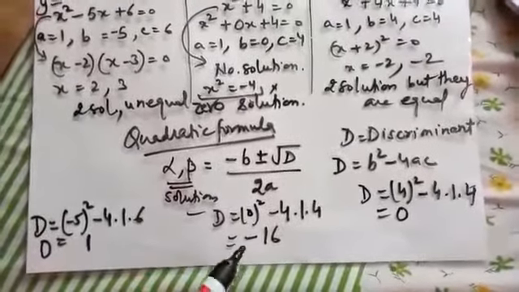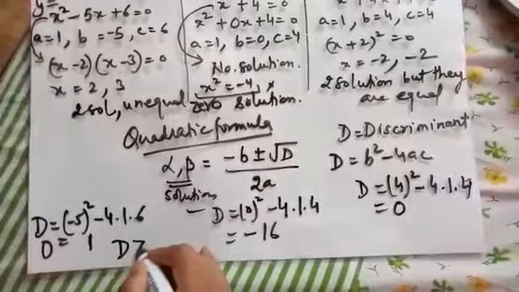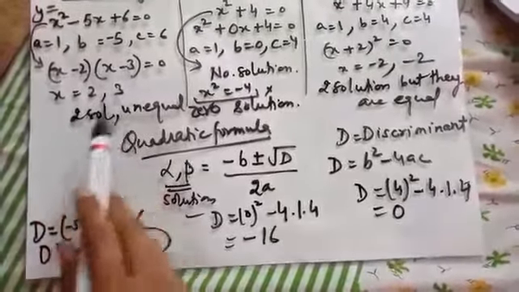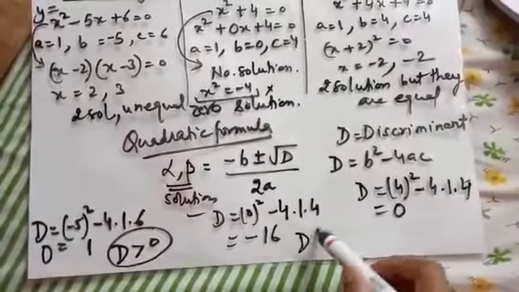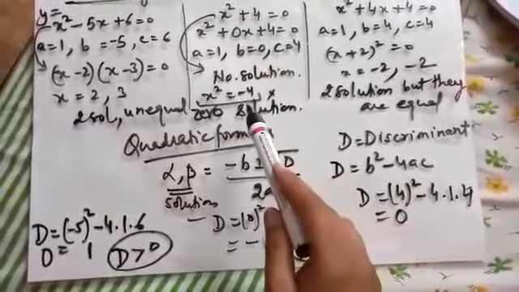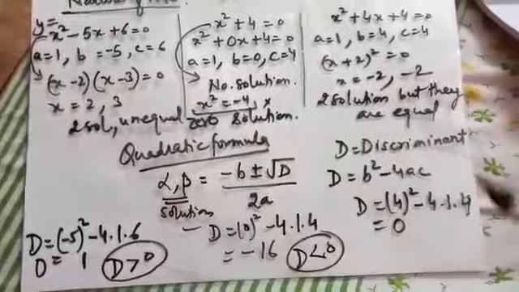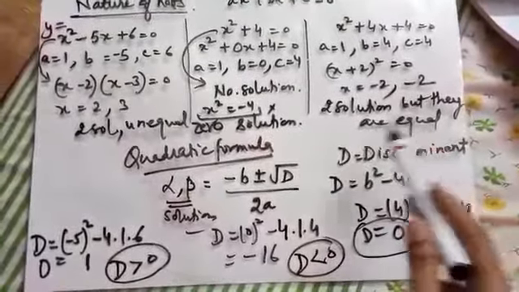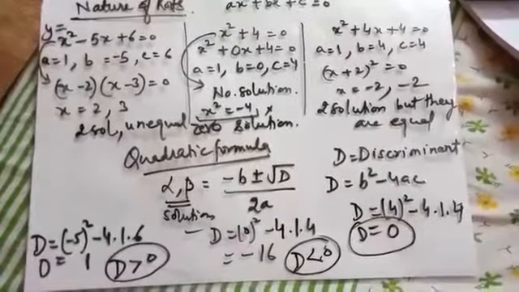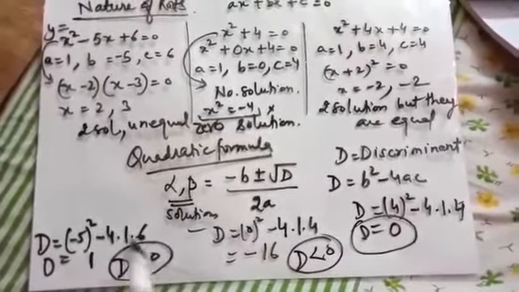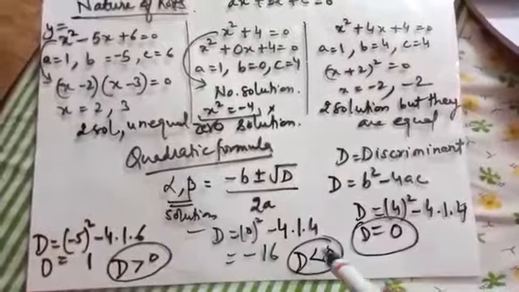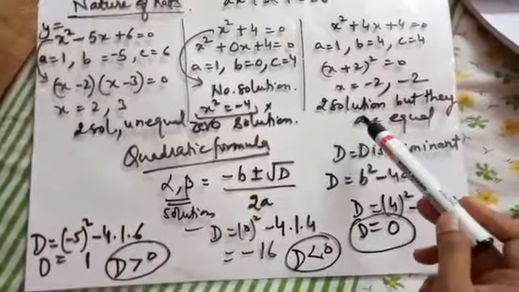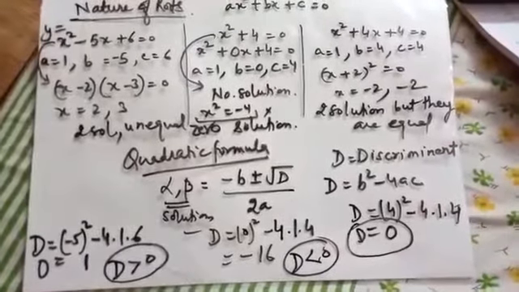So now here I am telling you something very important. If d is greater than 0, then there are 2 solutions and they are unequal. If d is less than 0, then there are no solutions or 0 solutions. If d is equal to 0, then there are 2 solutions, but both of them are equal. We are doing it again. If d is greater than 0, then there are 2 solutions. If d is less than 0, then we have no solutions. If d is equal to 0, then we have two solutions which are equal solutions.